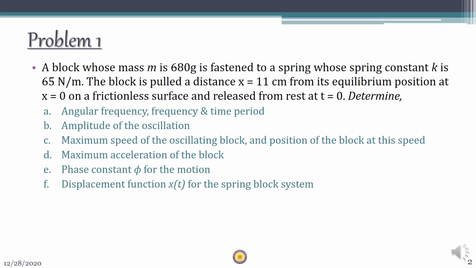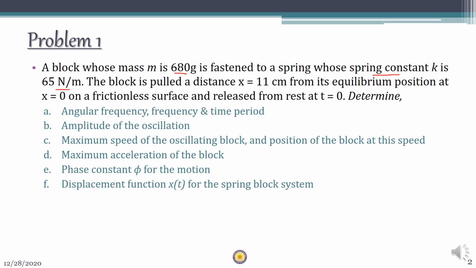So we have a block of mass 4.68 kilogram, and it is connected to a spring of constant K equal to 65 Newton per meter. The block is pulled a distance of x equal to 11 centimeter from its equilibrium position and released from rest at time t equal to 0, which means that the initial velocity v0 is 0, and the initial displacement y0 is equal to 11 centimeter or 0.11 meter.